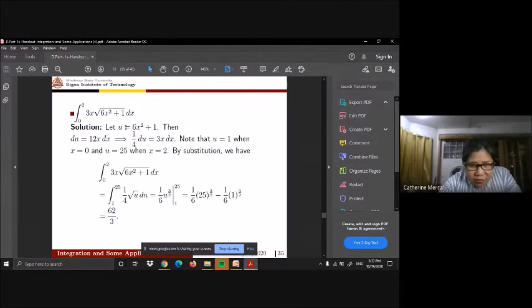So if u goes from 1 to 25, you make use of 6 times x squared plus 1. When x equals 0, u equals 1, and when x equals 2, u equals 25. So the limits become 1 to 25, and that is how you replace them. Is that clear?